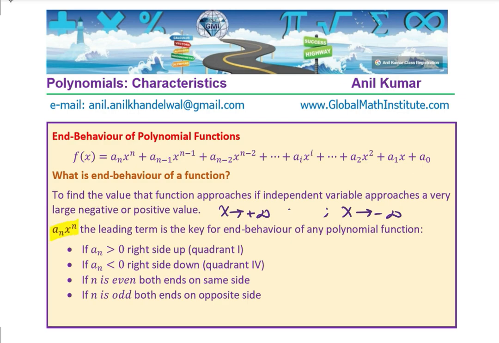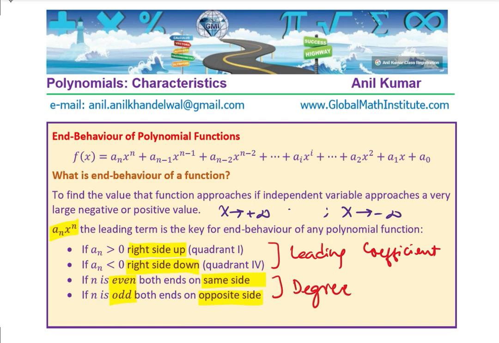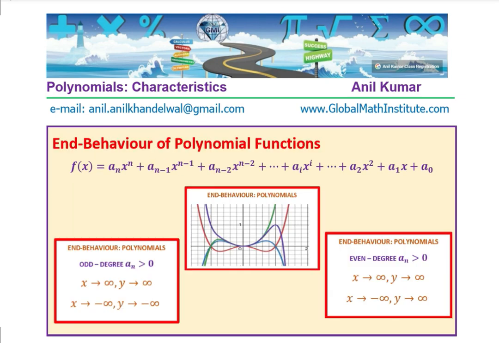An, the leading term, is the key, and the end behavior of our polynomial function will be something like this. If an is greater than 0, right side up, quadrant 1. You get the idea. If an is less than 0, meaning negative, right side down. So right side up and right side down is very key to remember. If the degree is even, same sides. If the degree is odd, then opposite ends. So we're talking about two things, as you can see, leading coefficient and degree. Perfect. So at a glance, here is how it looks, and we have sketched these graphs for positive leading coefficient.